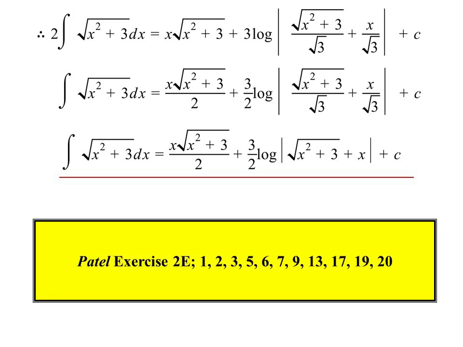Our textbook doesn't really have an exercise specifically on this, so I've grabbed an old exercise from the very old Patel textbook now. Wow, it is old, but it is in the handout. It's photocopied, it's in there for you. So exercise 2E, looking at these sort of integrals.